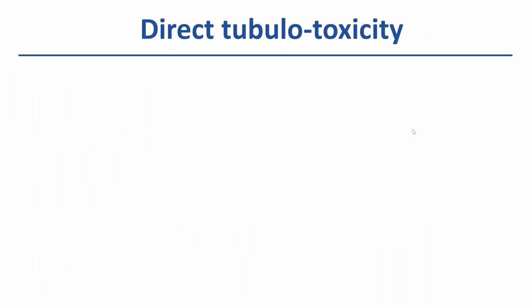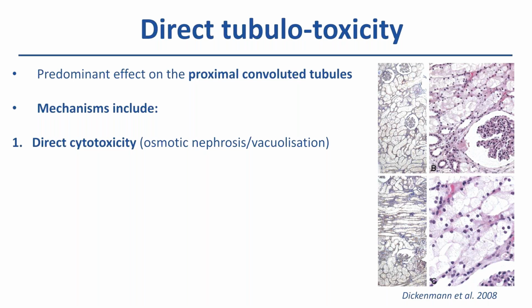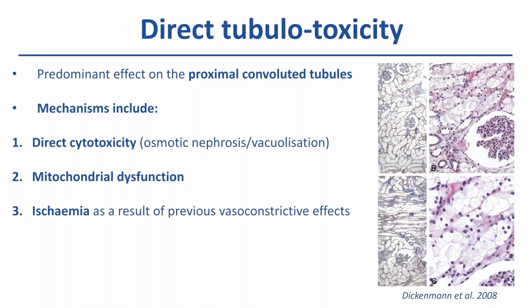If we look at the direct tubulo-toxic effects of contrast media, the predominant effect, as with pretty much every nephrotoxin we seem to see, is on those proximal convoluted tubules, presumably as a result of a greater oxygen demand. Mechanisms include osmotic nephrosis, as we can see on some of these H&E slides on the right-hand side, but also mitochondrial dysfunction and oxidative uncoupling. And we can also get ischemia of those proximal convoluted tubular cells as a result of the previous vasoconstrictive effects.